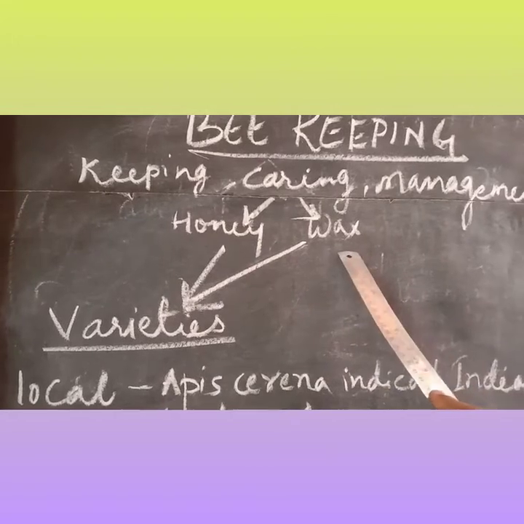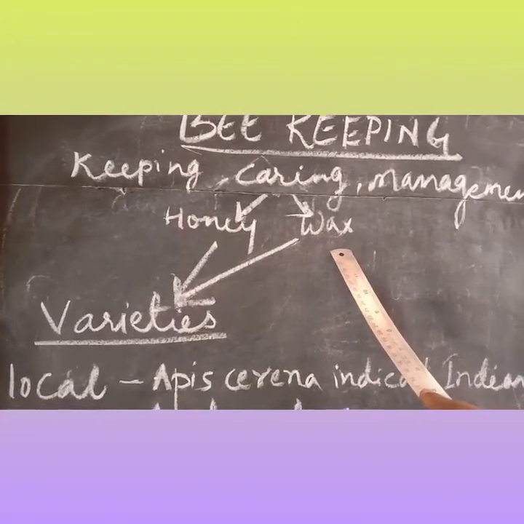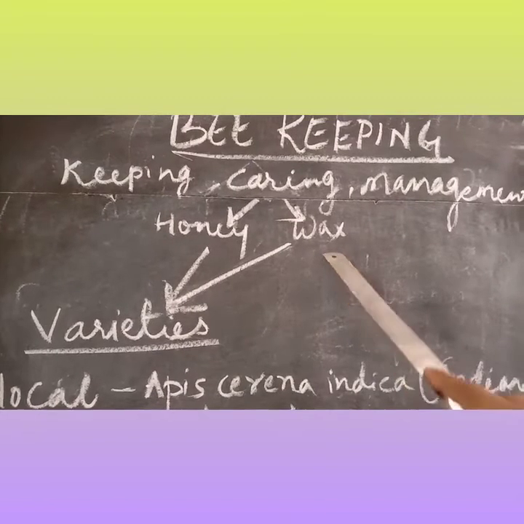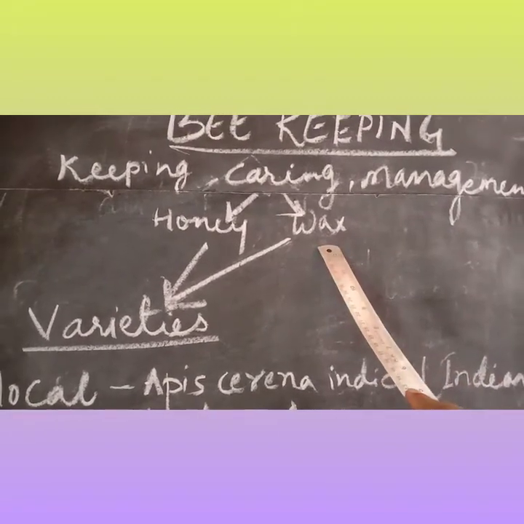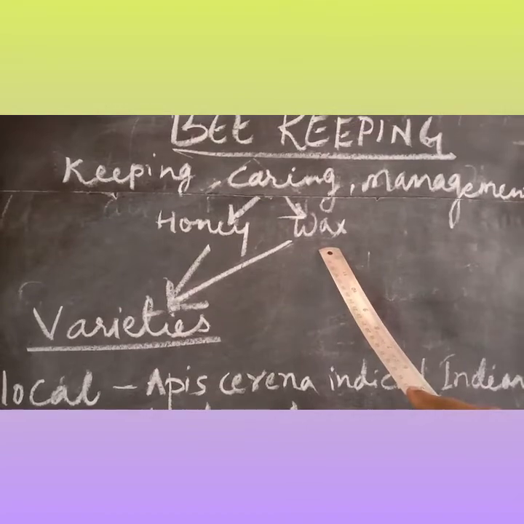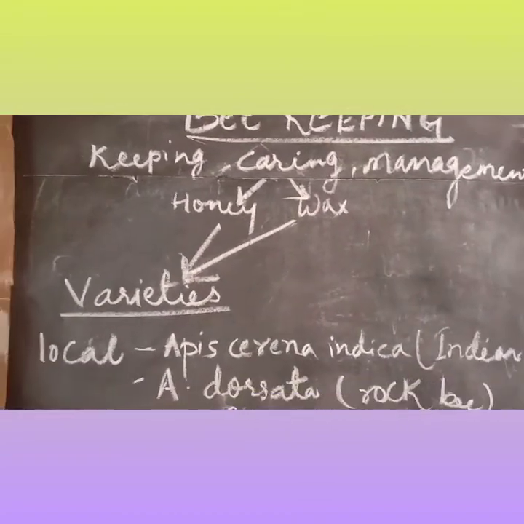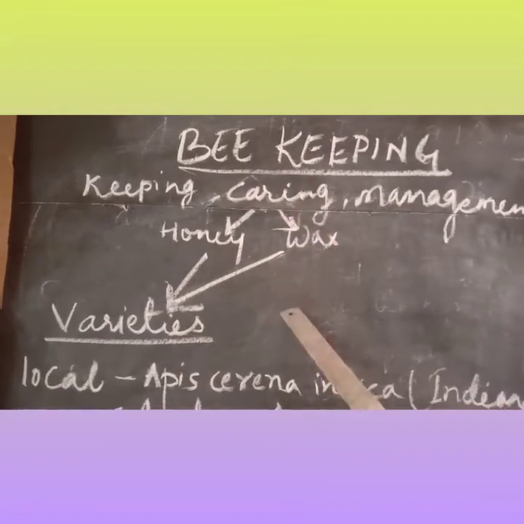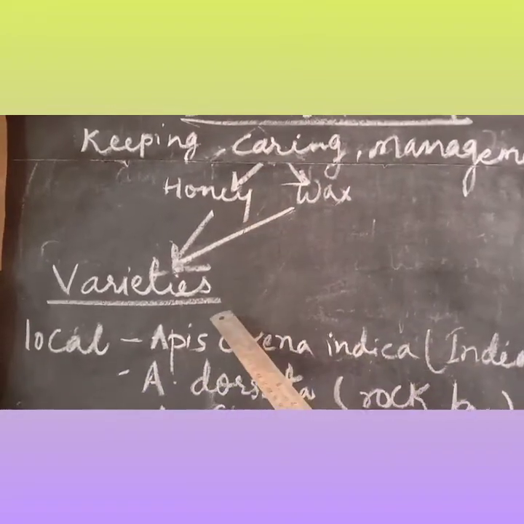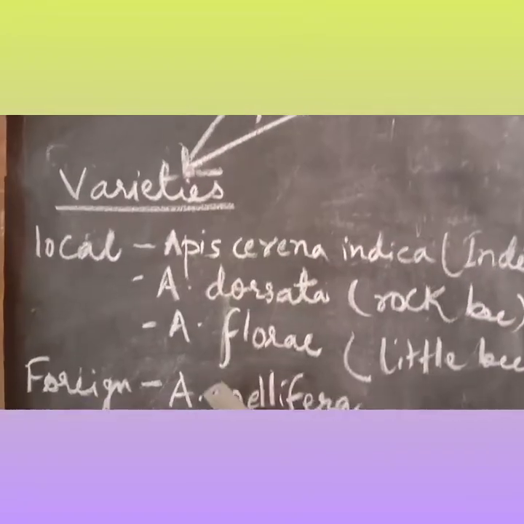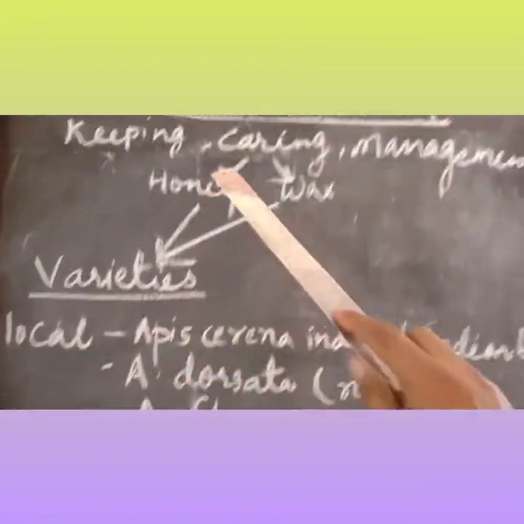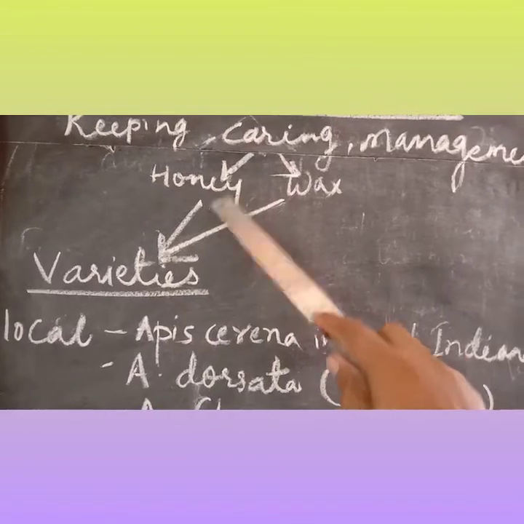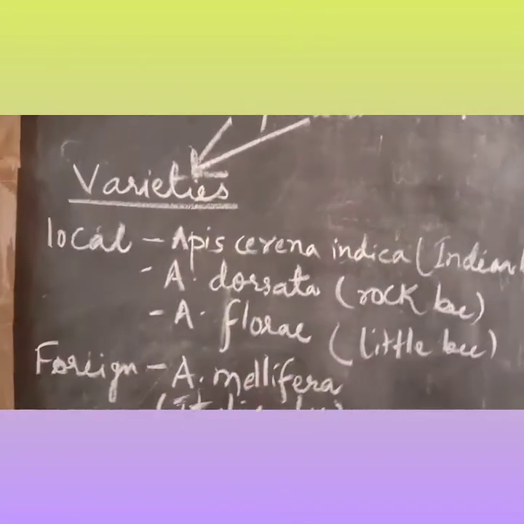Wax is also used for different purposes. It can be used for polishing wooden furniture. It can be used for medicinal purposes also. So the people engaged in beekeeping will look for the varieties of honeybees which are going to fulfill this purpose of getting high honey production and wax production.